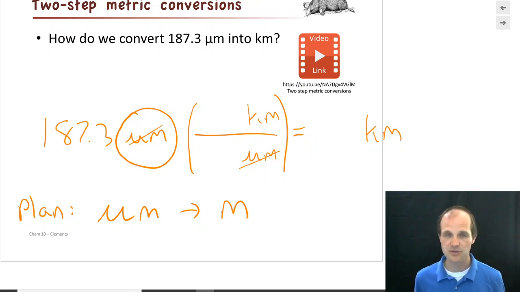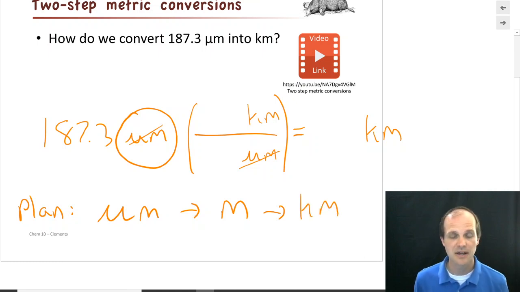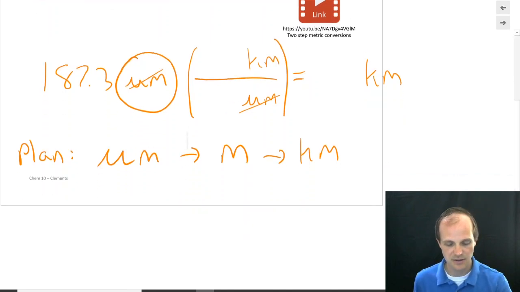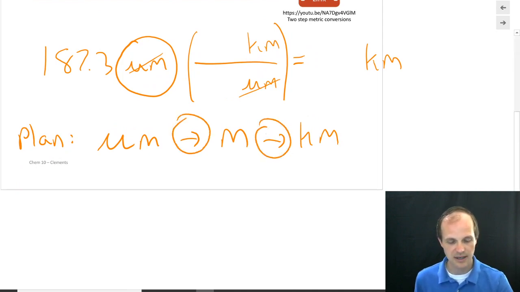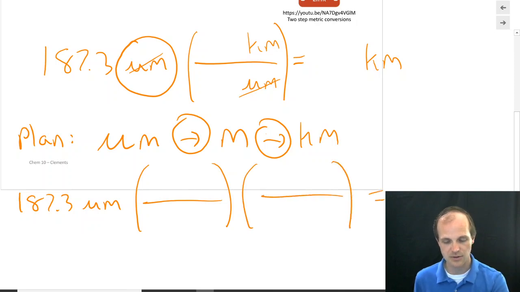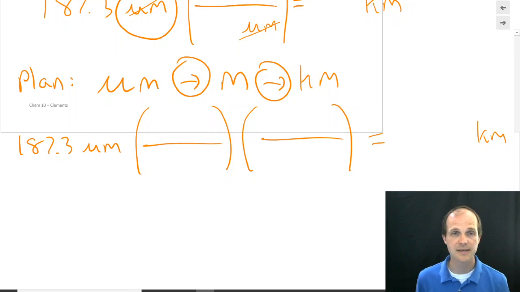Now, once we're in meters, do we know how to convert meters to kilometers? Yes, we've been working on that for the last half an hour or so. So we do know how to turn micrometers into meters, and we know how to convert meters into kilometers. So that's our plan. Remember, each arrow in our plan is a conversion. So I'm going to do 187.3 micrometers. I've got arrow number 1, arrow number 2, and I've got kilometers on the right here.